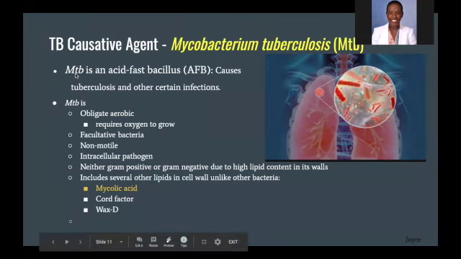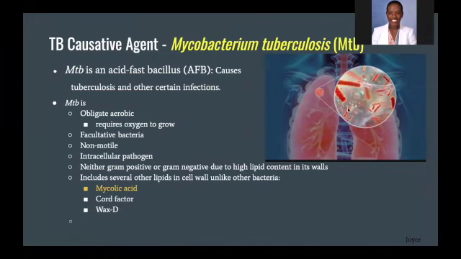And Mycobacterium tuberculosis is an acid-fast bacillus, meaning it's a rod-shaped bacteria, and it's normally stained using acid-fast stain. But this is only in some cases, because the unique lipid content makes Mycobacterium tuberculosis very, very hard to stain. But some of them can be stained using this acid-fast method.